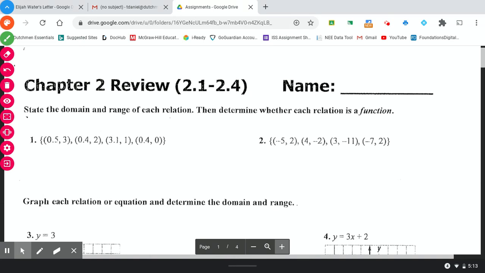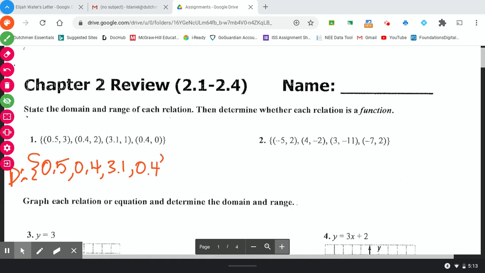All right, so moving on, we need to know what the domain and the range are. The domain, remember, is all of the x values. On number one, your domain is going to be D equals 0.5, 0.4, 3.1, and 0.4. And then your range is going to be all the y values, which would be 3, 2, 1, and 0. And then they want to know whether it's a function or not.